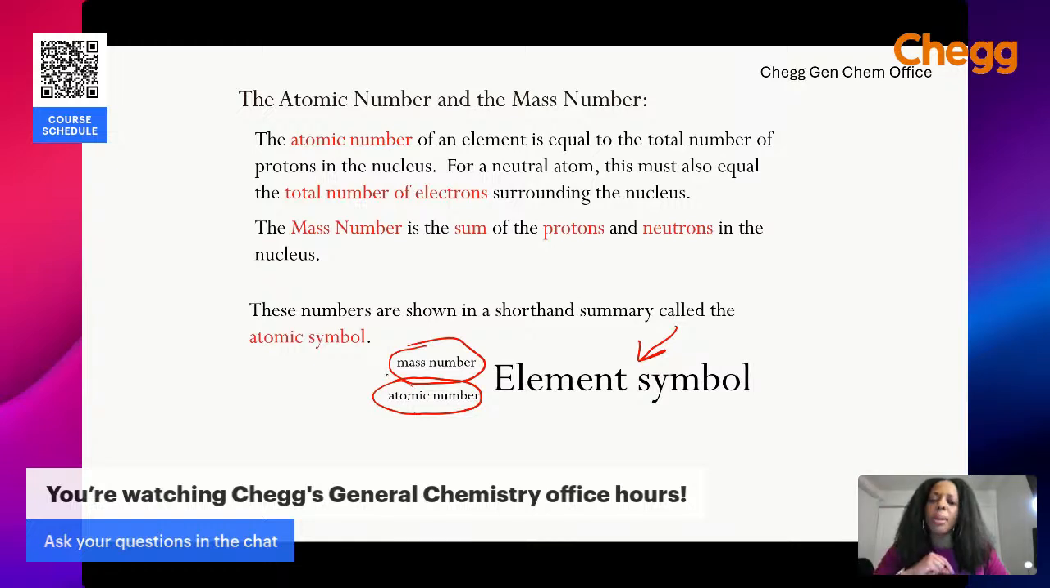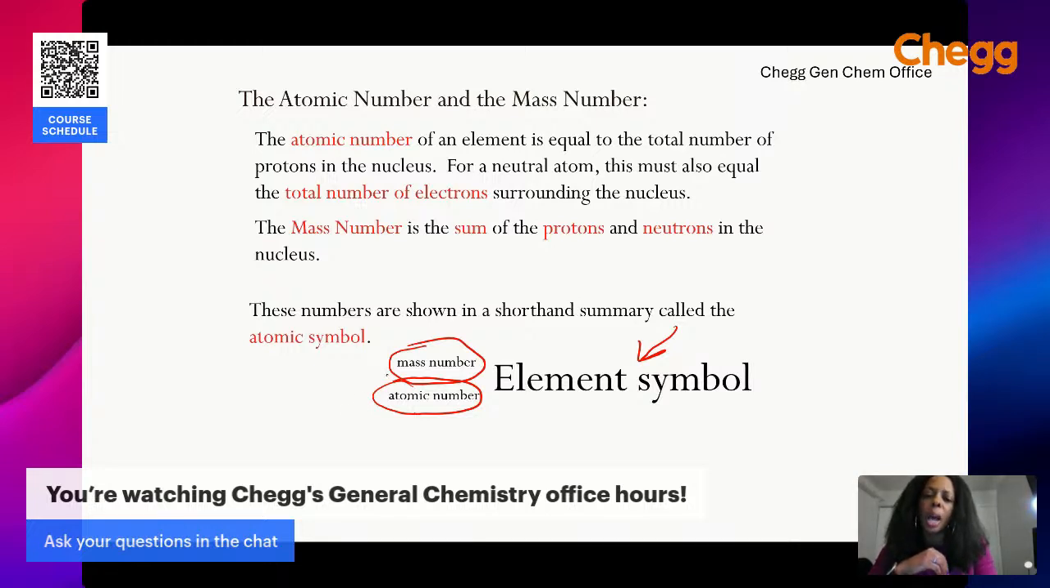And so our atomic symbol tells us information about what are called our subatomic particles. Remember, our subatomic particles include our protons, which are positive charge, our neutrons, which are neutral charge, and our electrons, which are negatively charged.